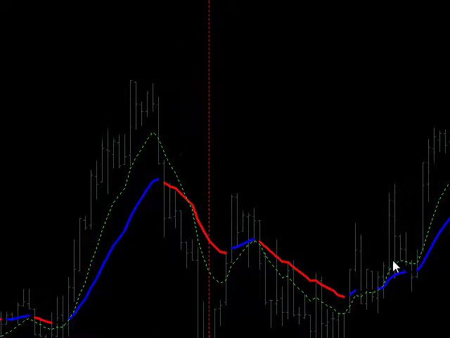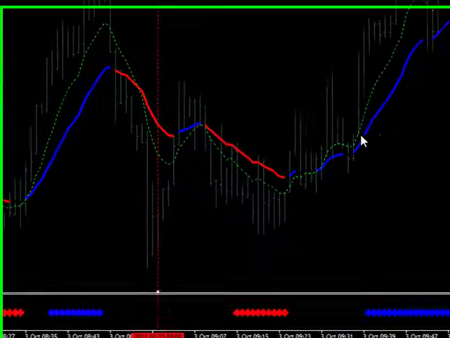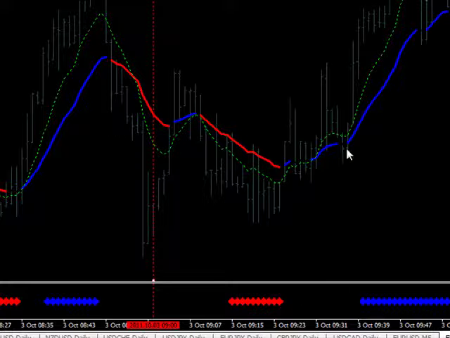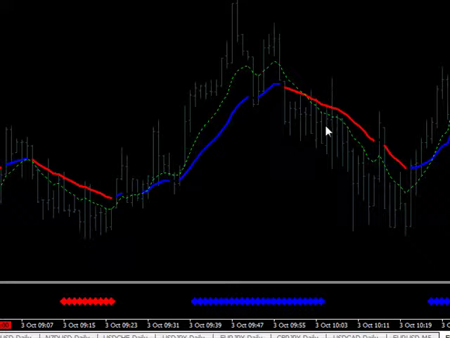This was the entry here to go long as we just pierced it by 1 pip. But down in the filter, it was black, so there was no trade there. There was no trade here because the filter did not line up.